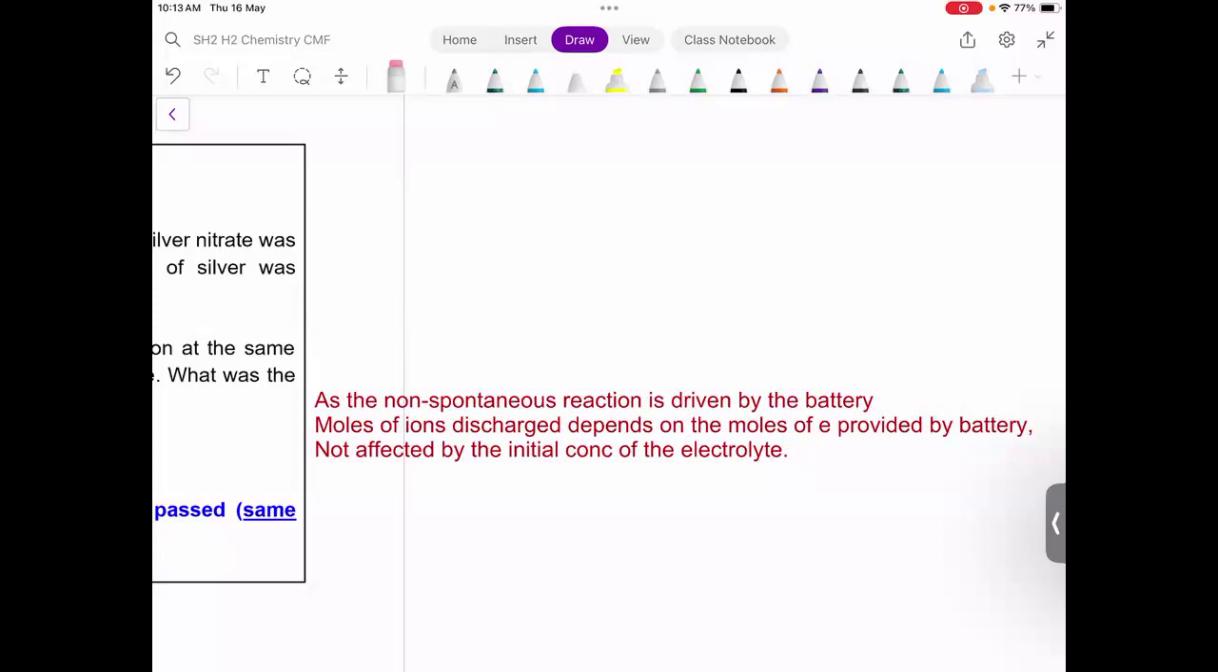Would an increase in concentration increase your reaction? The question is not asking about rate. Rate of reaction can be enhanced if you use a bigger current.